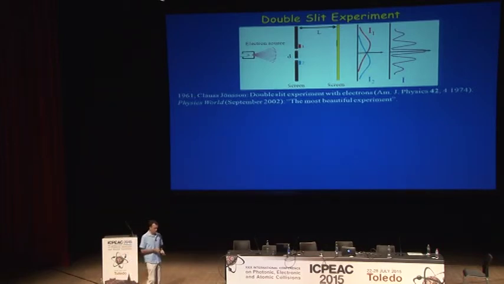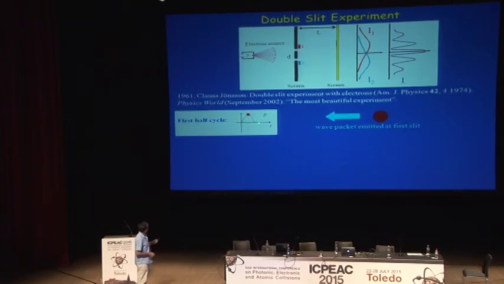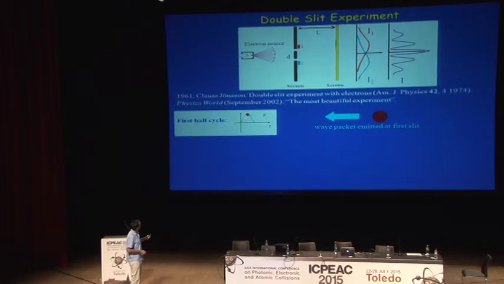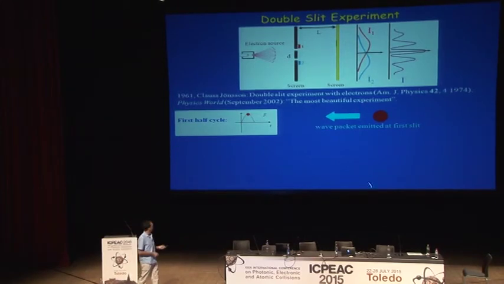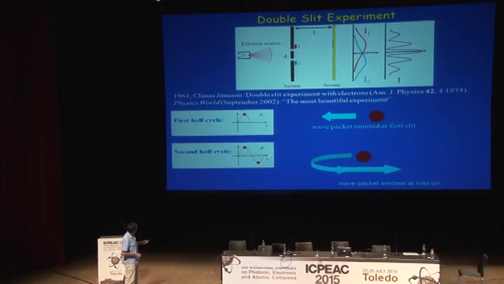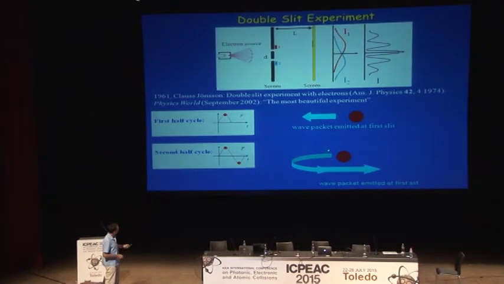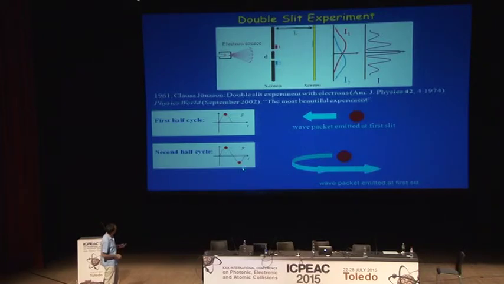So quite schematically, if we have only one half cycle, we will have ionization near the top of this cycle, and the wave packet will be emitted to the left. The action of the second half cycle will be to bend this wave packet and throw it to the right. But there will be another wave packet released near the bottom of the electric field, and this wave packet will also go to the right. So these two wave packets will interfere.